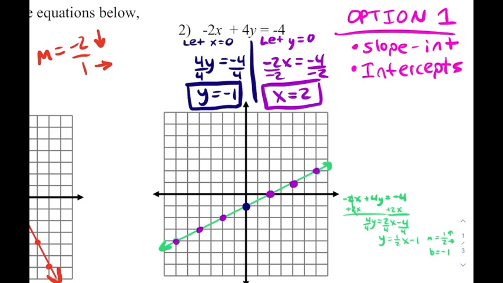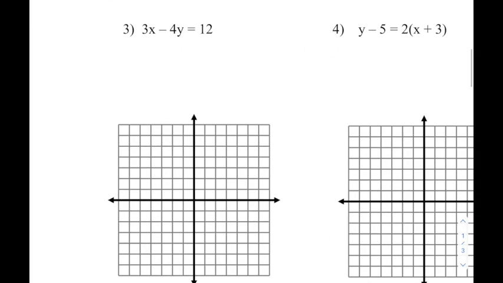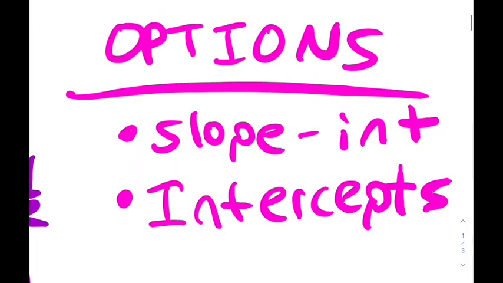You do not need to do both of these methods. You don't necessarily even need to know both of these methods. You need to pick the one that you think is easiest and use that whenever you see standard form. Now, we move on to number 3, which is once again in standard form. So we have the same 2 options as to how to do the problem.